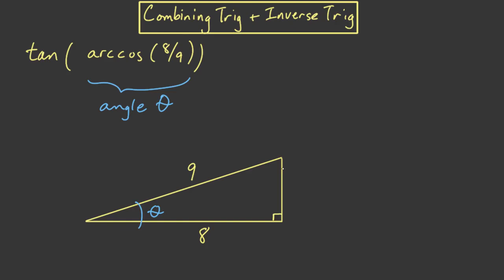And we want the tangent of theta. So that's going to be the opposite leg over the adjacent leg. And so we need the length of this opposite leg, and we can just use the Pythagorean theorem. So 9 squared minus 8 squared is 17. So this leg should be the square root of 17. And then we get that the tangent of theta is the opposite, so square root of 17, over the adjacent, which is 8. And we're done.